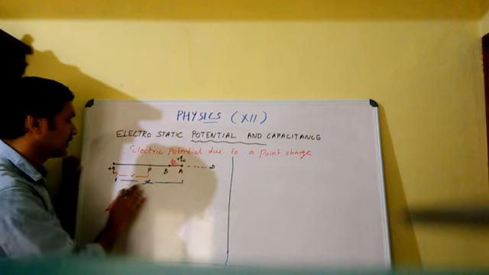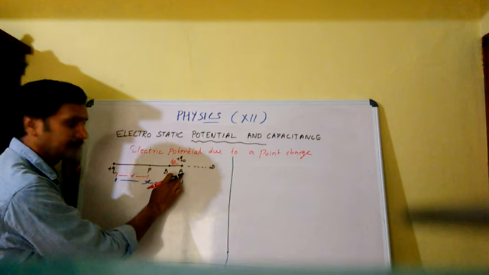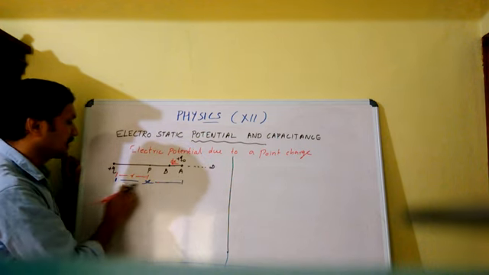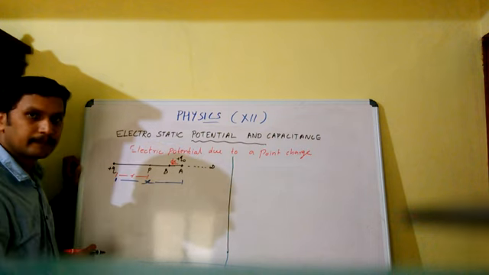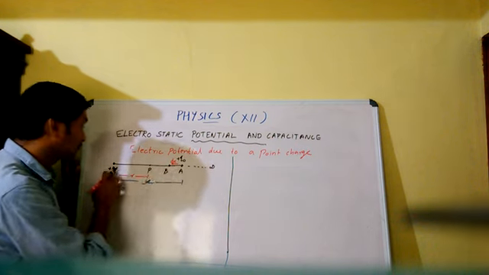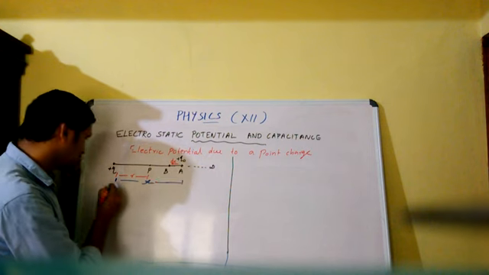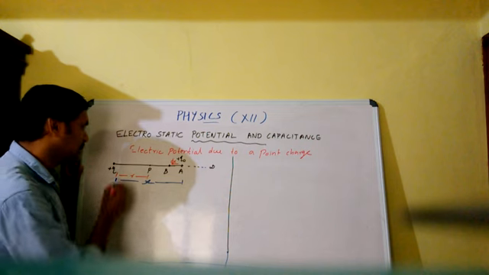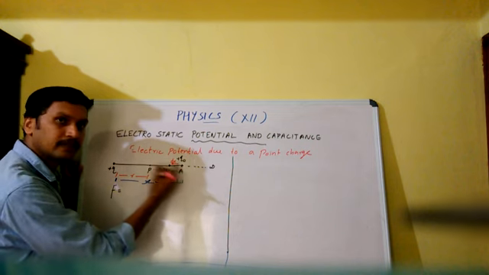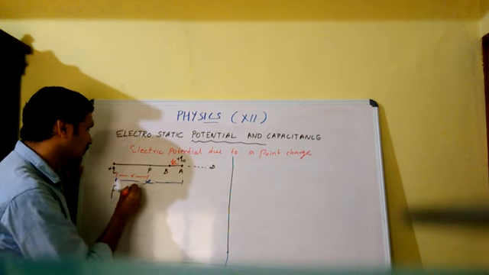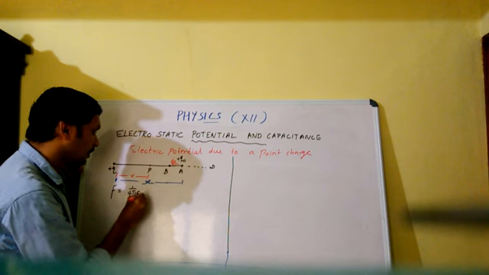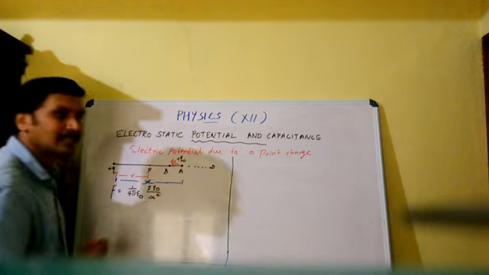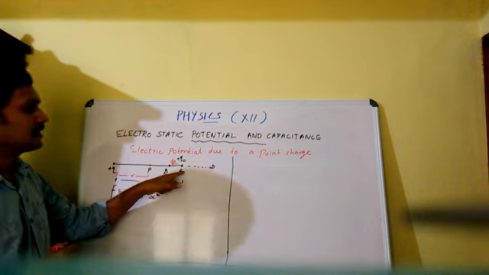Suppose at this instant the charge Q0 is at point A. Q0 is a test charge. It is at a point A, which is at a distance x from the source charge. So it experiences an electrostatic repulsive force. What is that force? We can write that the electrostatic repulsive force F is equal to the Coulomb's force between them. F is equal to 1 by 4 pi epsilon 0 into Q Q0 by distance square, x square. This much repulsive force is experienced by Q0.